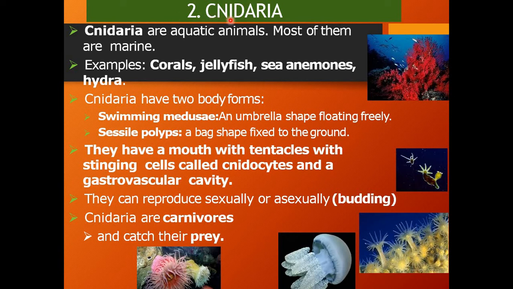And then the second group here we have Cnidaria. Cnidaria are again aquatic animals. Most of them are marine. Examples are corals, jellyfish, sea anemones, and hydra.